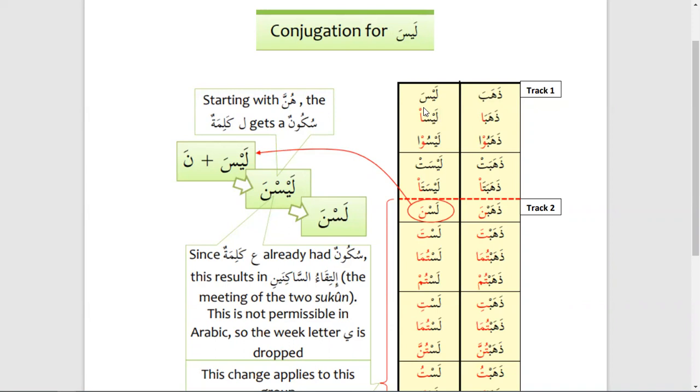I can say laysa lastu bimuhandisin. I am not an engineer at all. So there is no doubt about that, that I cannot be an engineer. All right. And for the dual, we have here laysa.